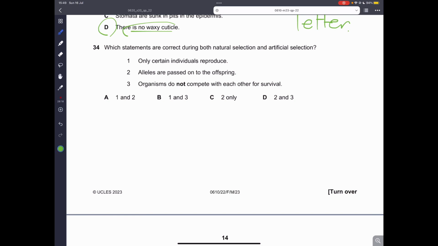Question 34. Which statements are correct during both natural selection and artificial selection? In natural selection, it is the environment which is acting on the organisms. In artificial selection or selective breeding, it is humans that take the place of the environment, controlling the breeding. Which statements are correct for both?